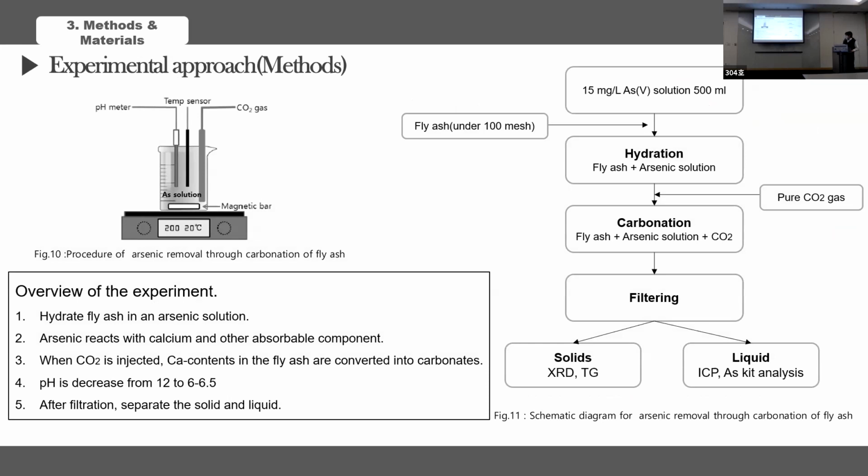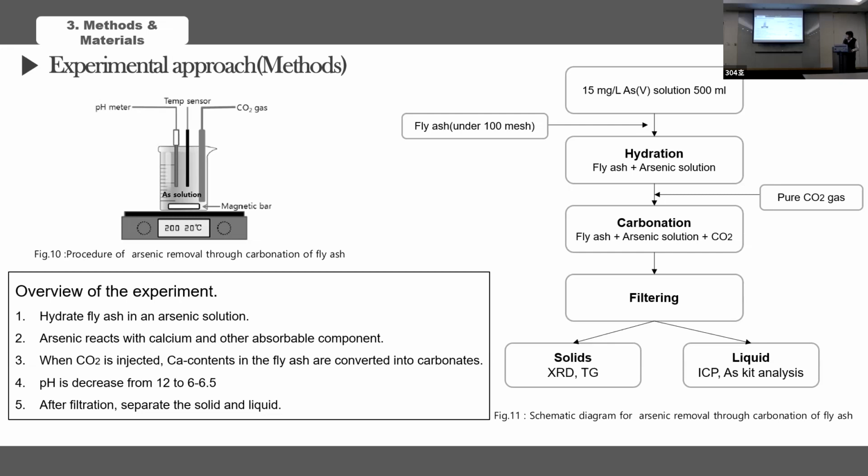우선 실험 방법으로는 15ppm의 비소 용액 500ml를 준비한 뒤 플라이애쉬를 주입하여 수화 과정을 거치게 됩니다. 그러면 용액은 12 정도의 높은 pH를 나타내게 되고 비소는 비산재 안의 칼슘이나 흡착 가능한 성분들과 반응을 하게 됩니다. 이후 이산화탄소를 주입하면 산화칼슘이 탄산화 반응을 통해 탄산칼슘으로 전환되고 pH가 12에서 6이나 6.5 정도로 안정화됩니다. 6에서 6.5로 안정화된 상태가 되면 필터로 고액을 분리하여 분석을 위한 샘플링을 하고 있습니다.